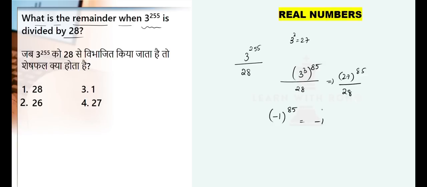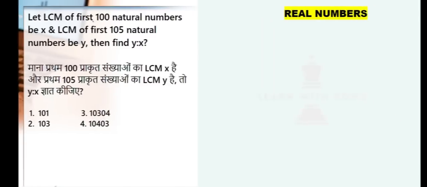So minus 1 is our remainder, but the options are positive. So how can we convert a negative remainder into positive? Just add the divisor. 28 plus the negative remainder, 28 minus 1, 27 is our answer, which is option number 4. Next question. See this question.